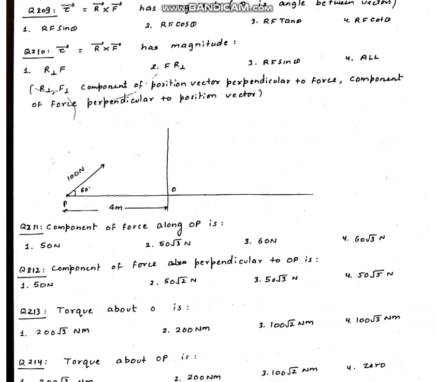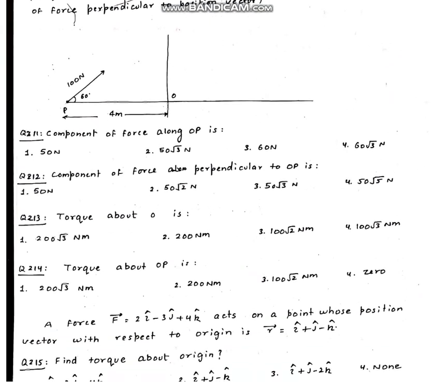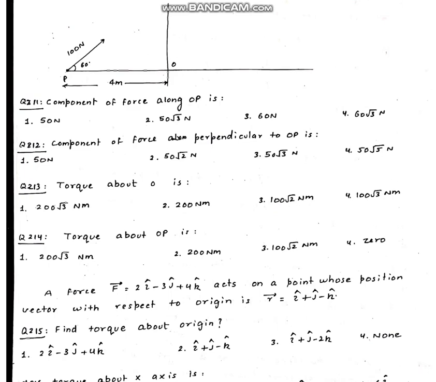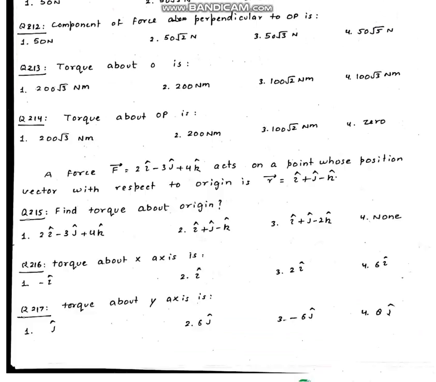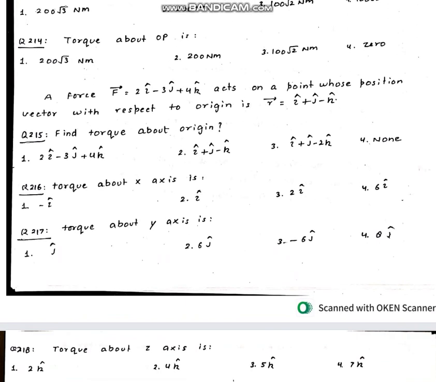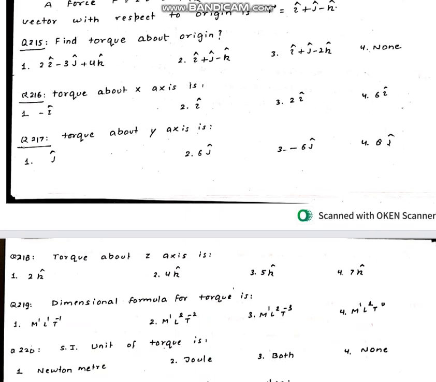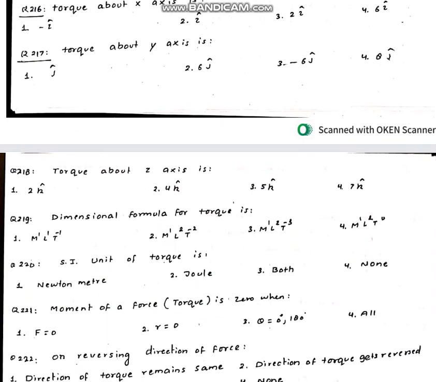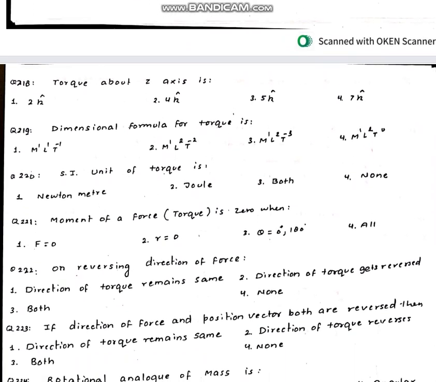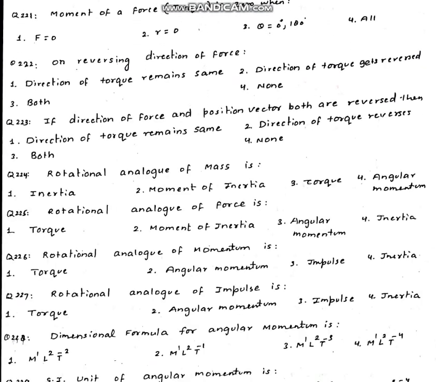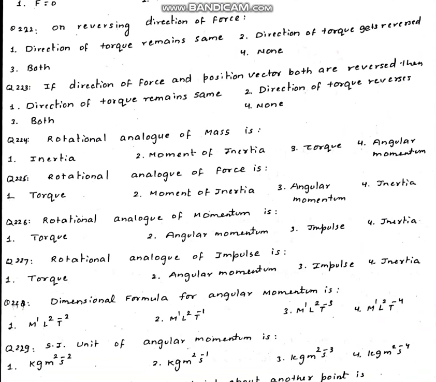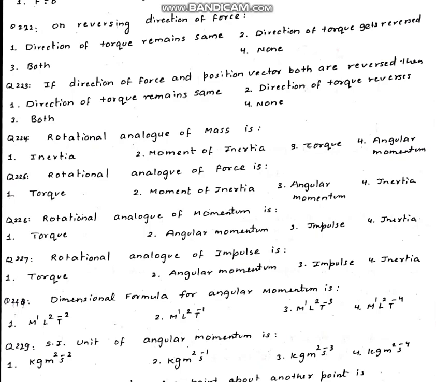Then a numerical problem on the torque. Then the component along a certain line, perpendicular to the line, and the torque. Then another numerical on force and position vector. We need to find torque. Then torque about x-axis, y-axis and z-axis. Then we are asked the dimensional formula for torque, SI unit, moment of force, the impact on torque of reversing the direction of force, then the impact of reversing the direction of both force and position vector.